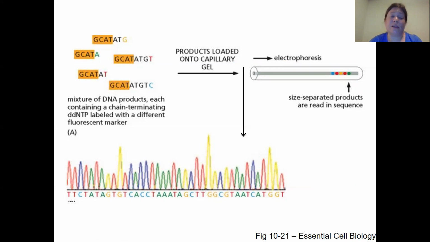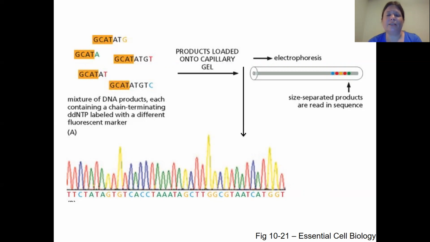And so at the end, we'll just have all these single-stranded pieces of all different sizes, each ending with a chain terminator with a fluorescent tag on them. So we need to separate them by size. So we do electrophoresis, this time in a capillary gel. And it's a type of gel that can separate a piece that's 62 nucleotides long from a piece that's 63 nucleotides long, which is kind of mind-blowing to me. But it does give us clean separation between the products.